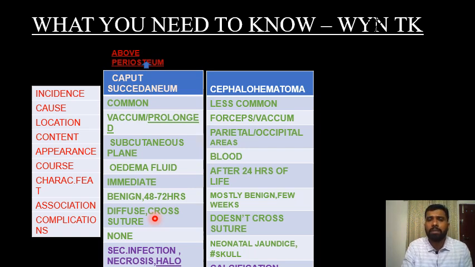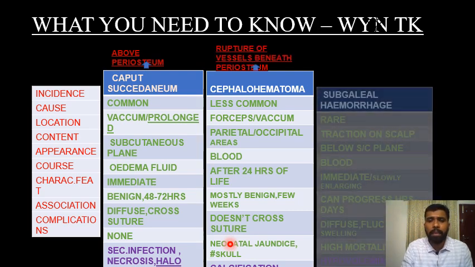It is associated with newborn jaundice and sometimes linear fractures of the skull, complications being secondary infection, calcification, and rarely osteomyelitis. And it happens due to rupture of vessels beneath the periosteum.